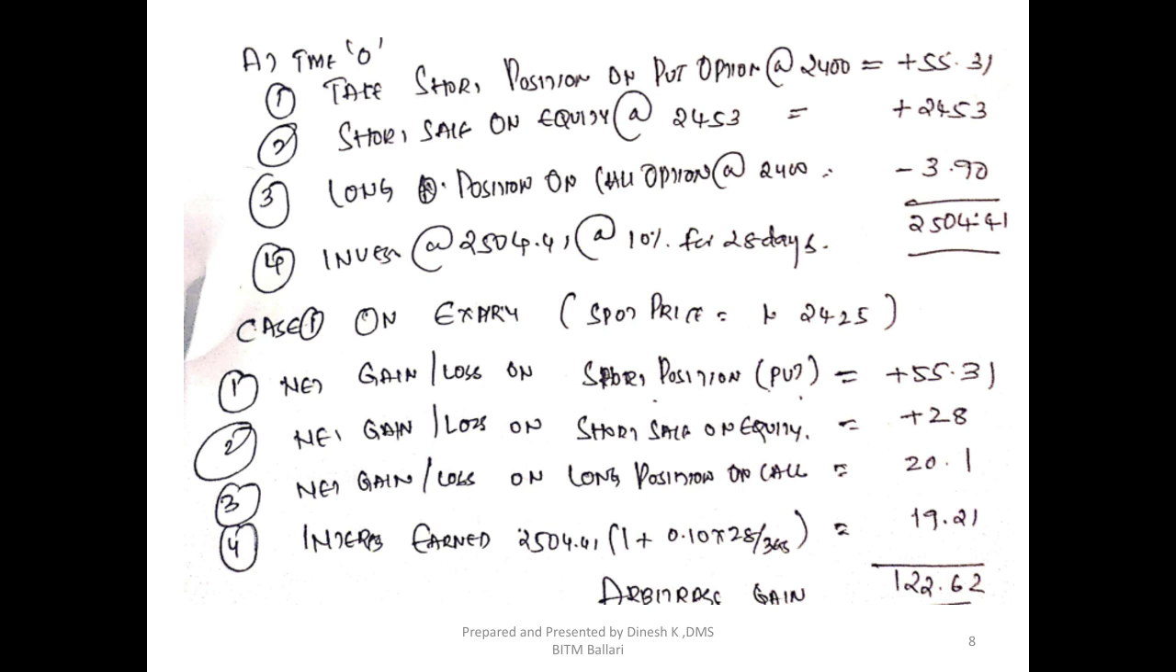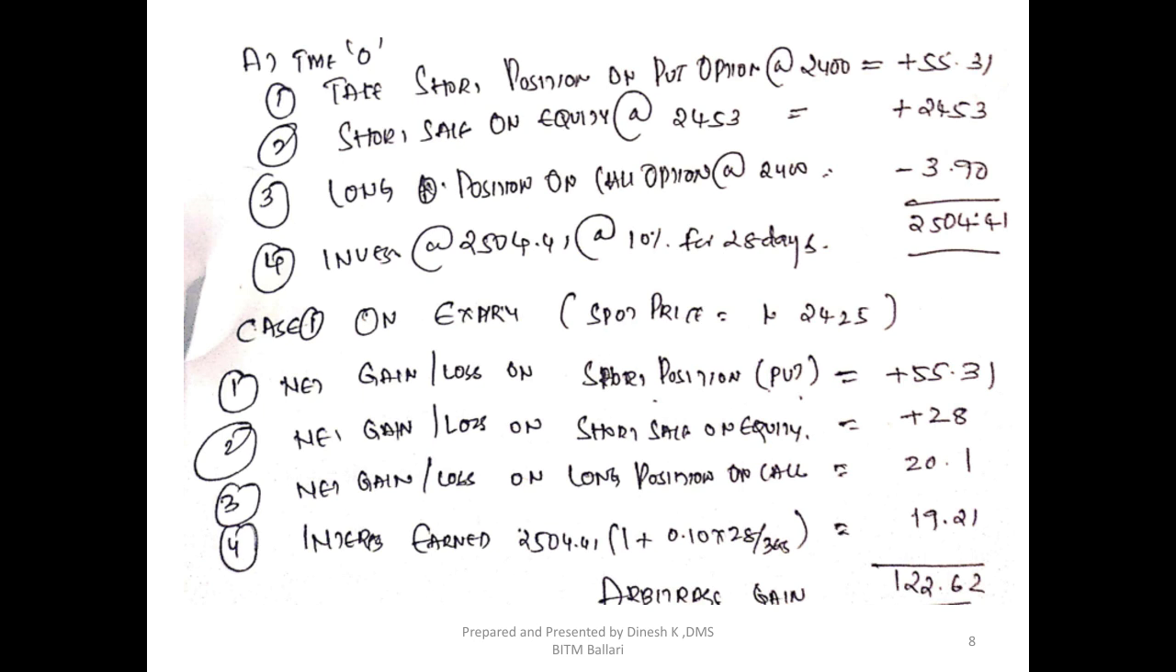Then the second position I have taken is a short sale on equity for 2453, right? When I want to return it, the price of the share in the market is 2425, so I'm getting it at a very cheaper price of 2425. I'll be making a gain on the short sale on equity. The gain I make here is 28 rupees, because I'm buying at 2425 and returning the stock borrowed at 2453, right? So I'll be making a gain of 28 rupees.